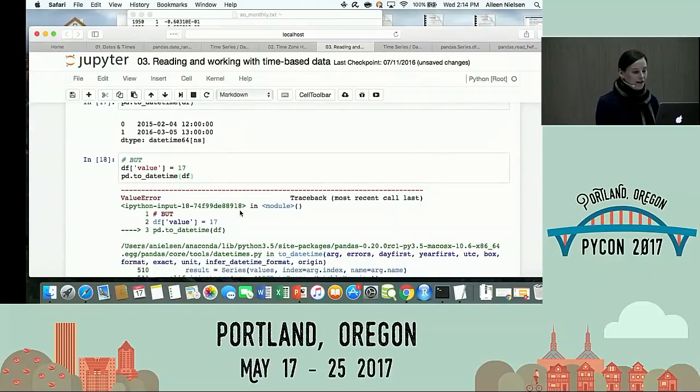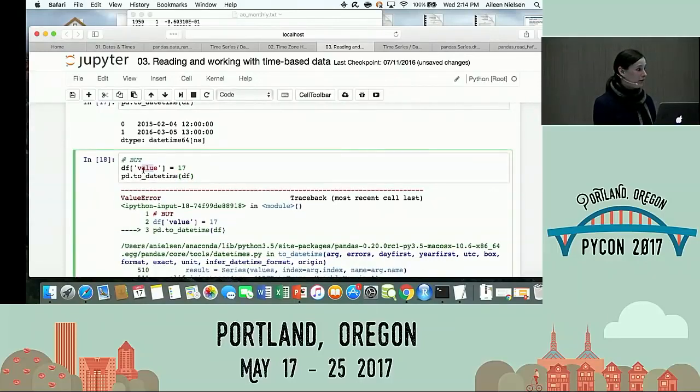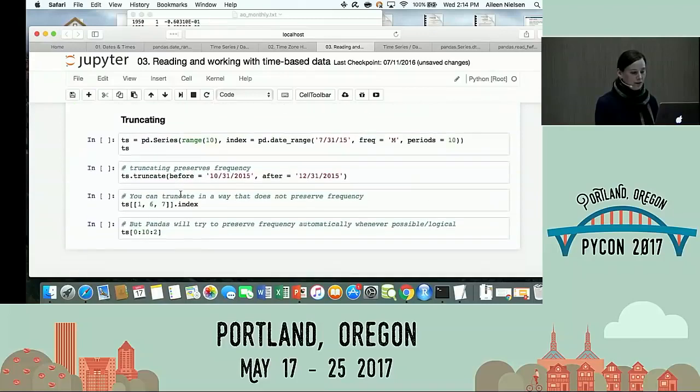Now, what do you notice here? If I happen to have added a column that's not very helpful, that throws the whole thing off. So that's also good to be aware of.